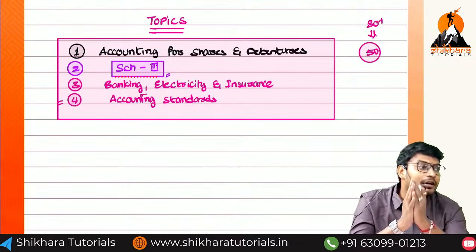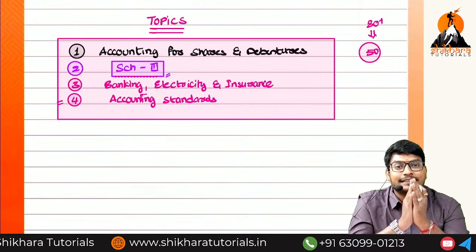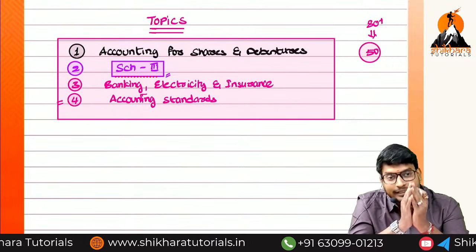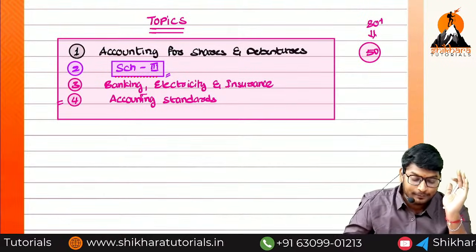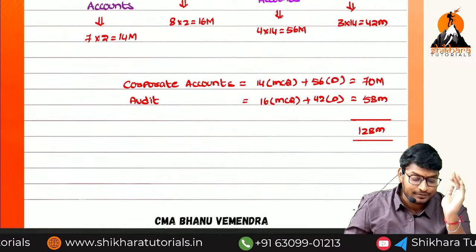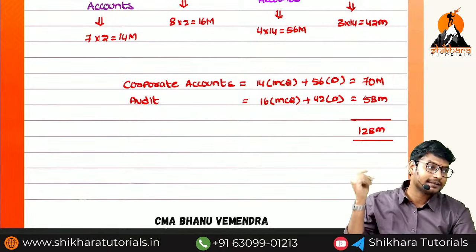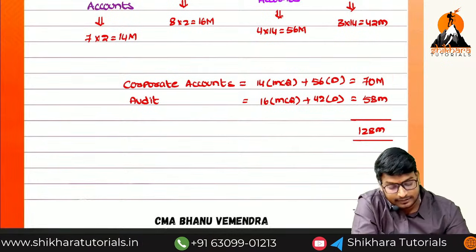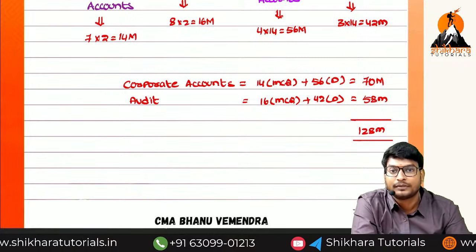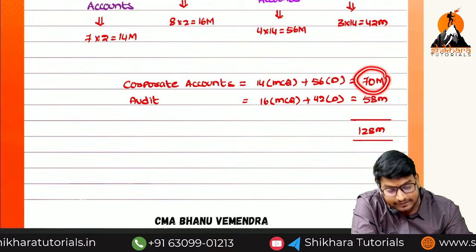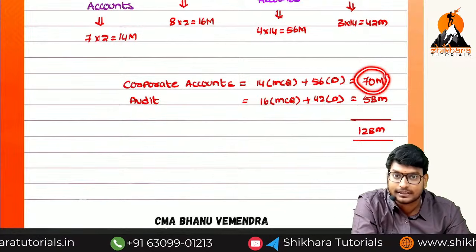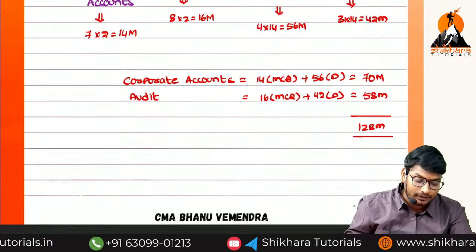But when coming to corporate accounts, you can put whatever estimation you want, but the maximum is how many marks? Maximum of 70 marks only. Corporate accounts is asked for 70 marks, and the remaining marks we get from audit. If you want, you can get 70 out of 70. Yes, it is confirmed because the syllabus is small.